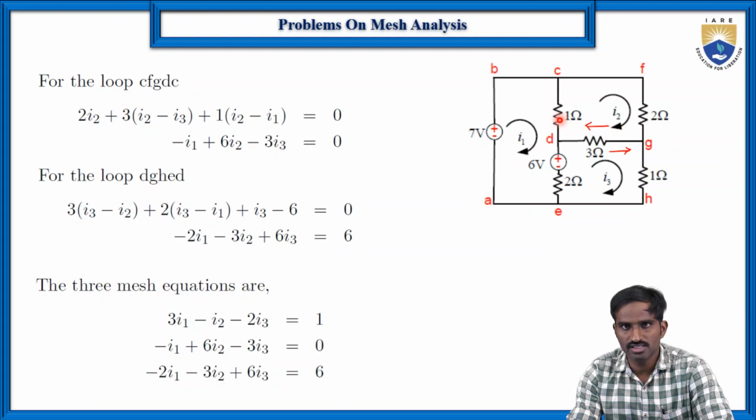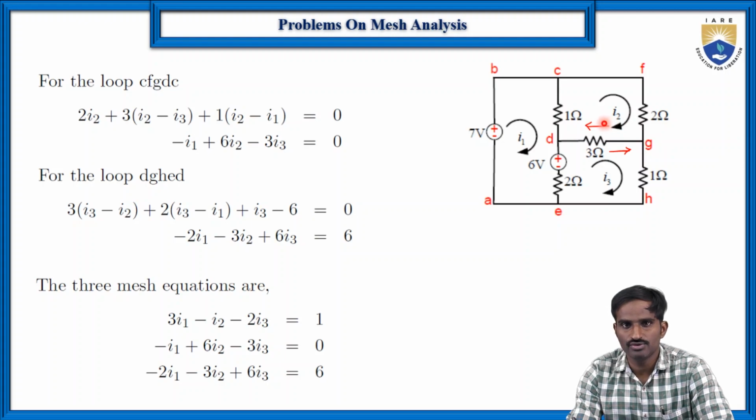In the earlier case, the current flowing through the 1 ohm resistor that we considered was I1 minus I2, but here we are considering I2 minus I1. Why? Because the actual current direction flowing through this 1 ohm resistor, now we are taking as the reference current is I2.